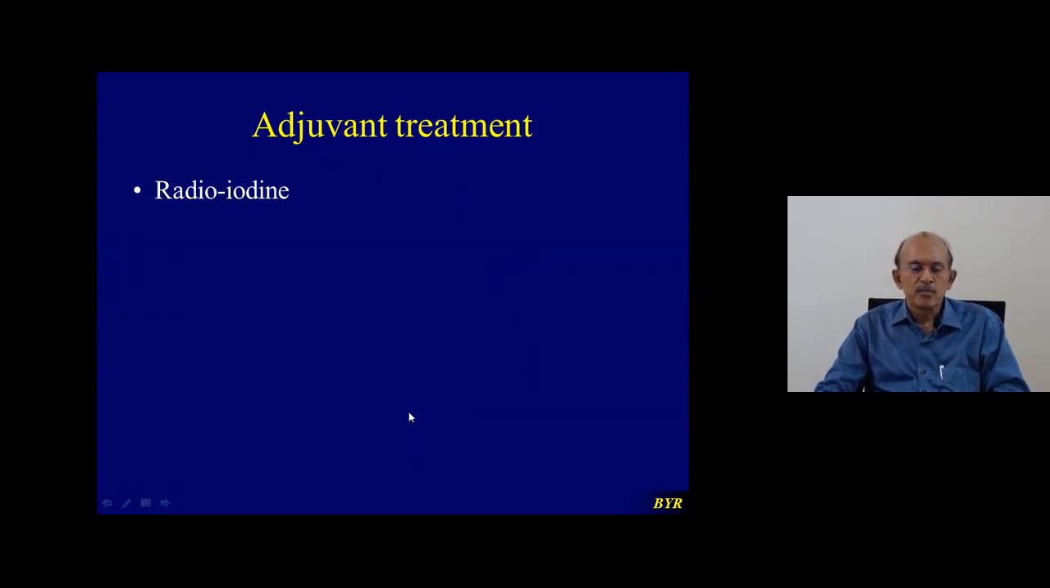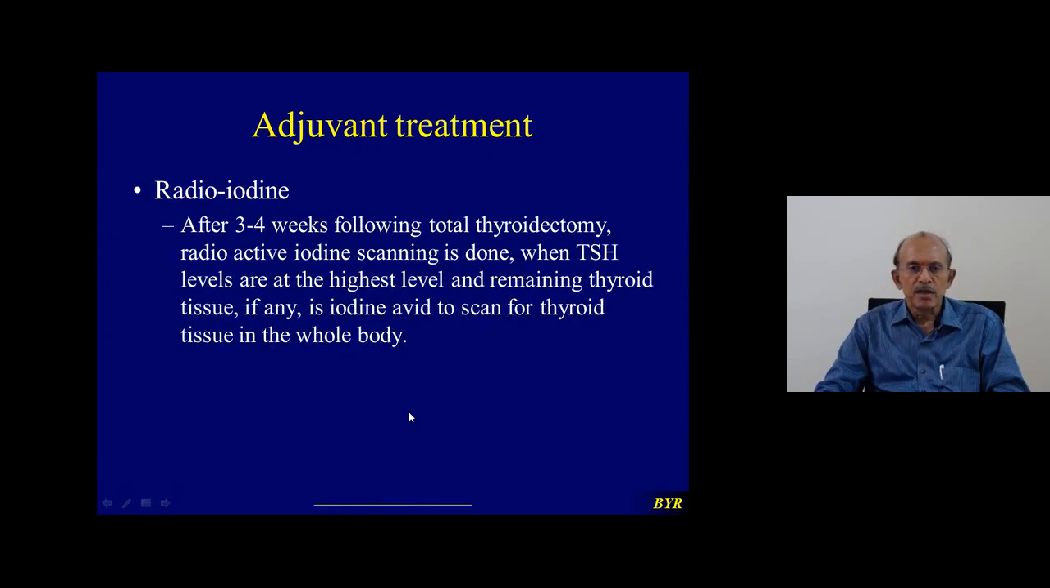Adjuvant treatment, radioiodine. After 3 to 4 weeks following total thyroidectomy, radioactive iodine scanning is done, when TSH levels are at highest level and remaining thyroid tissue, if any, is iodine avid, to scan for thyroid tissue in the whole body. So our aim is, after doing total thyroidectomy, to check whether the whole thyroid gland is removed or not, because small pieces of thyroid gland will be stuck to the trachea while you are dissecting it from the trachea. They will become again active and they may become malignant.